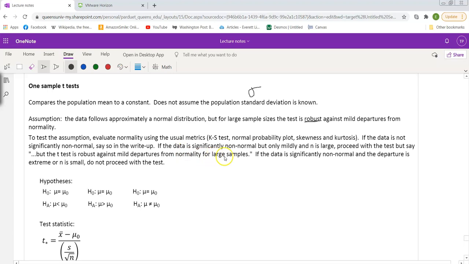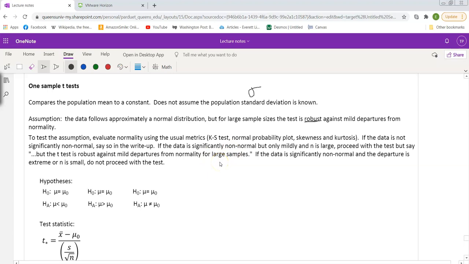If the data is non-normal according to those metrics, but it's not too far off, you can still run the test as long as you have a large sample size. And you can just put this statement in there, that the t-test is robust against mild departures from normality as long as the sample size is large. Okay, that's all you need.